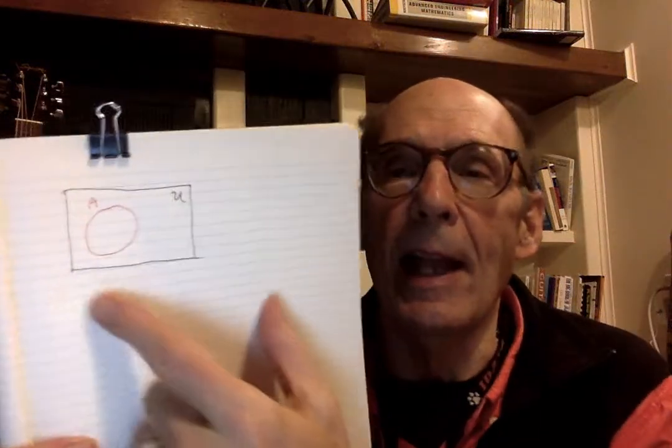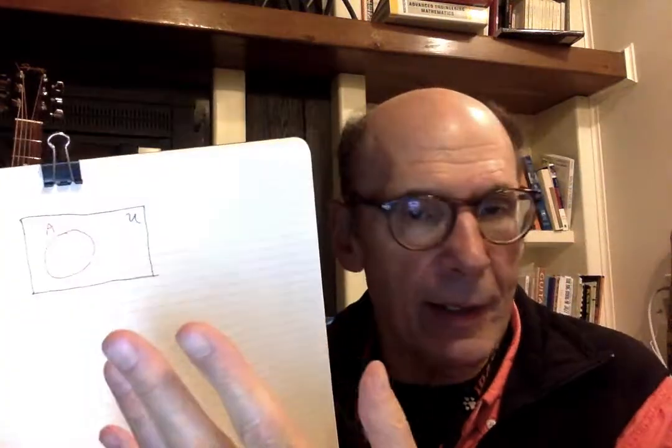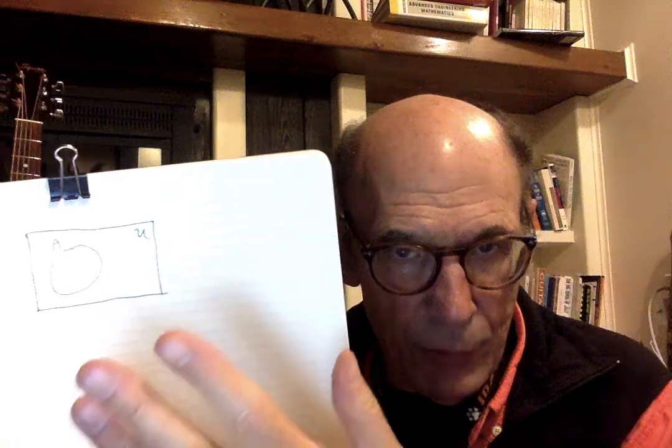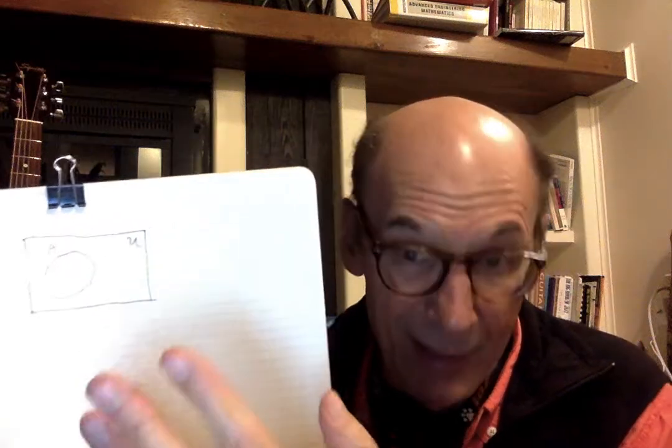And so what we can do is we draw the universe, and then we can make some kind of shape representing a set A. You can't interpret this too literally. It's just, oh yeah, these are the things in A. Okay, fine. And so one of the things that we can talk about is the complement of A.